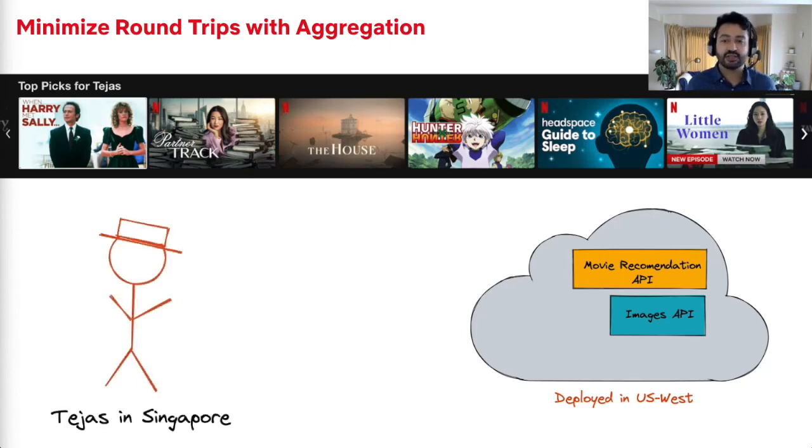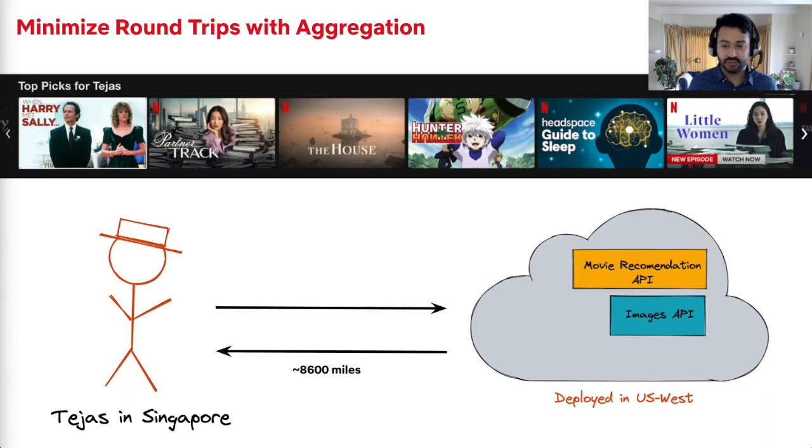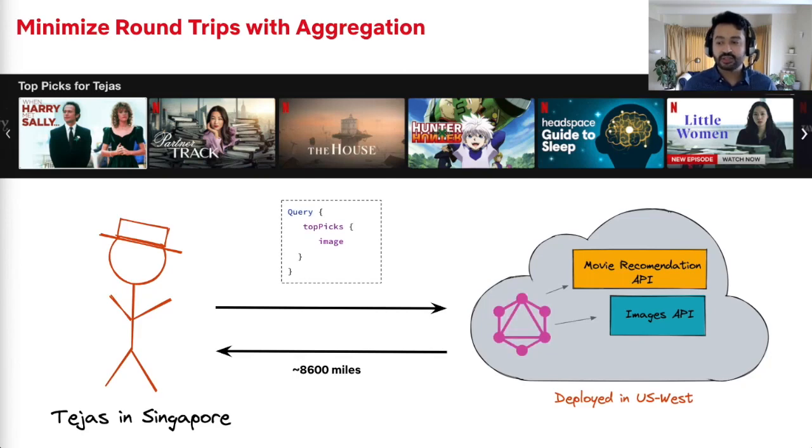And I'm visiting my parents in Singapore, which is approximately 8,600 miles from the server. So when I open the Netflix app, I have to make two sequential requests to be able to render this UI. Now there are many ways to solve this problem, but you could imagine we can use something like GraphQL to aggregate, so that the client can write a single query: top picks, and an image for each of them. Maybe in the future we add badges, and then we add a badge API. And then we just update the query. It's still a single query.